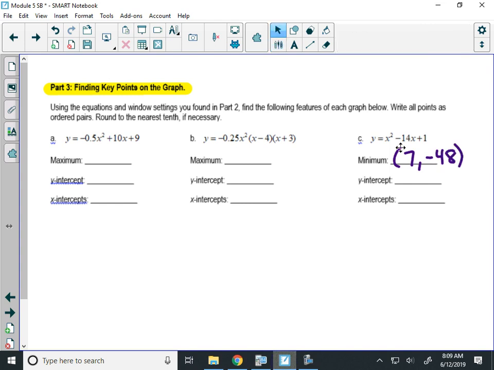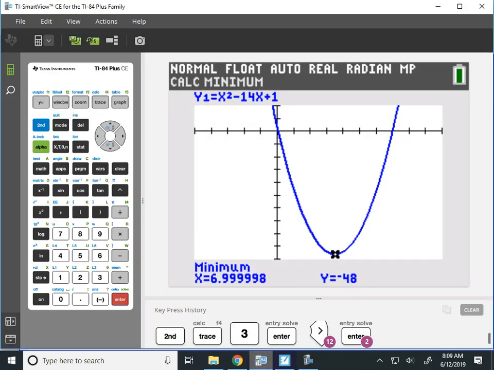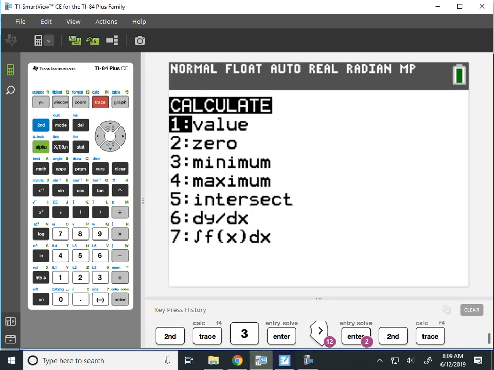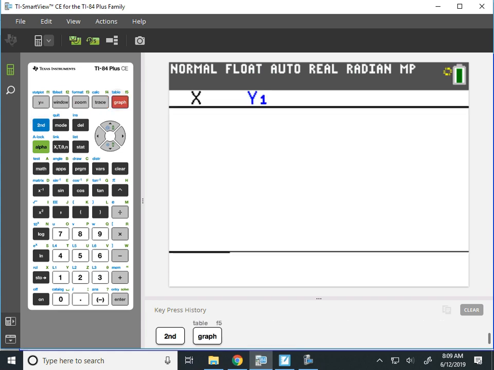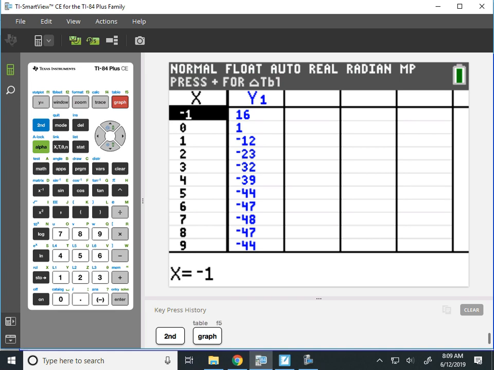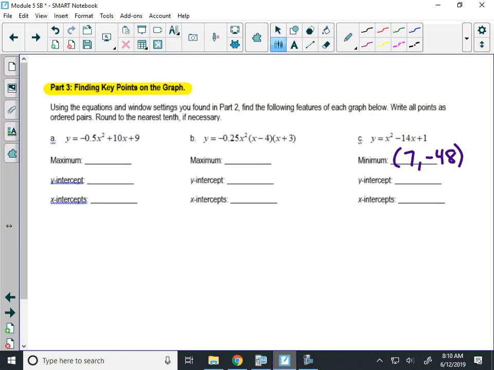Now the y-intercept we can get from looking at the table. Your calculator actually can't trace the y-intercept. Intersect is different. We'll do that later. That's not intercept with a PT. So what I'm going to do is go to the table. You should know the y-intercept of any graph is where x equals 0. And if I look at my table, x equals 0, where y is 1. That's the y-intercept at 0, 1.